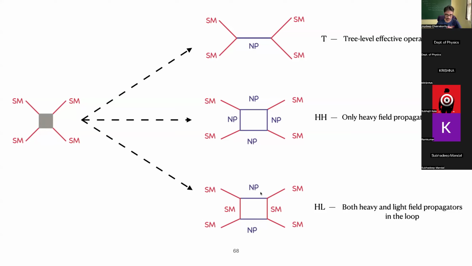Okay, so these are three different topologies you may encounter. When I'm saying different topologies, you may have 3 new physics fields and 1 light field. What I'm saying is that this is different from this, in that in the loop you have at least 1 light field. That makes it a different topology from this one, where all are heavy fields. Up to this part, do you have any questions?